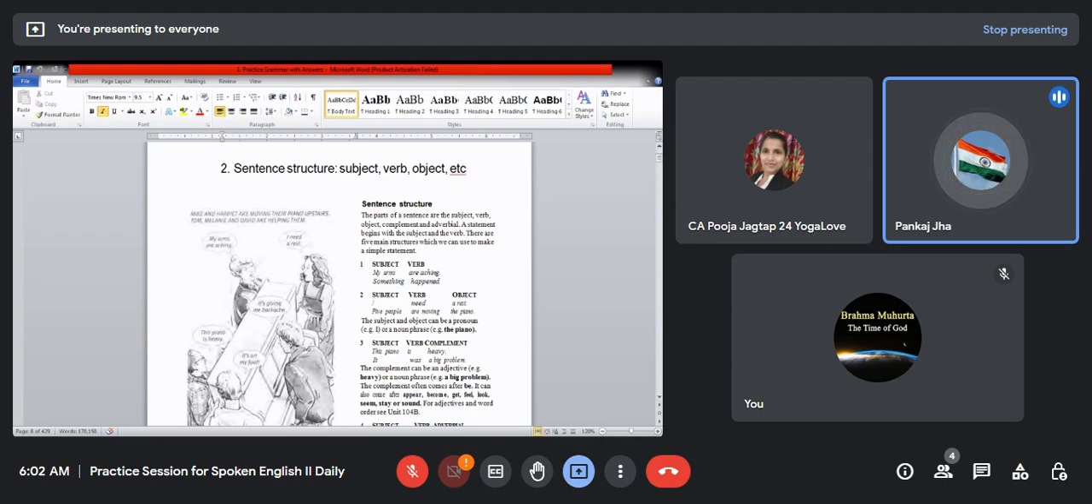The parts of a sentence are the subject, verb, object, complement, and adverbial. A statement begins with the subject and the verb. There are five main structures which we can use to make a simple statement. So, five types of sentence structure. Subject plus verb.